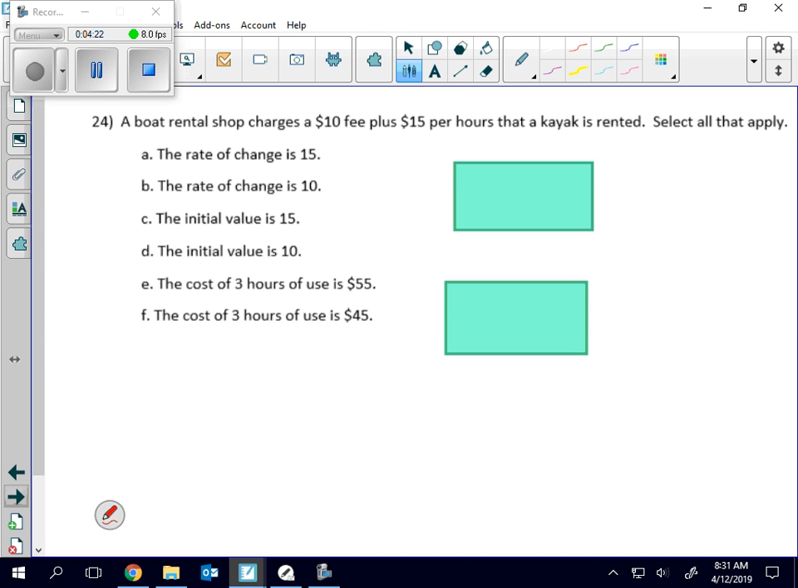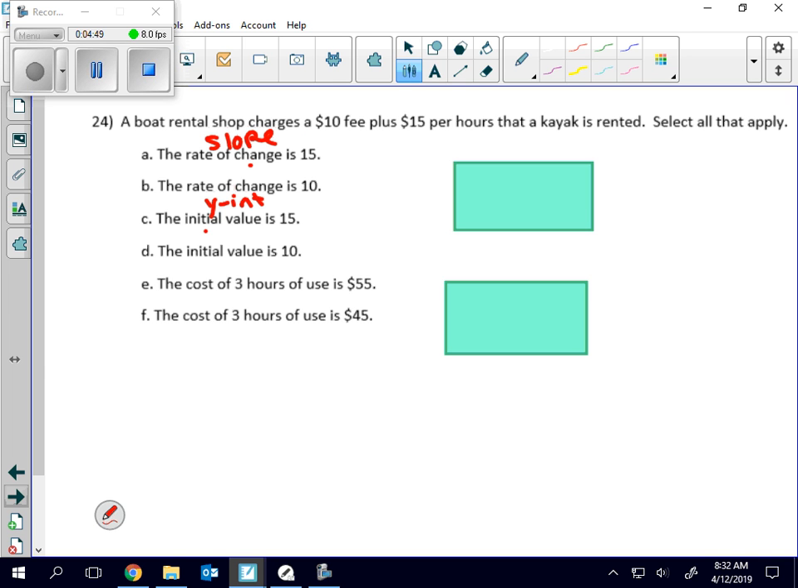Number 24. A boat rental shop charges a $10 fee plus $15 per hour that a kayak is rented. Select all that apply that are true. So notice we're talking about rate of change. Isn't that just slope? And we're talking about initial value. Isn't that just our y-intercept? So let's go ahead and write the equation of this line.